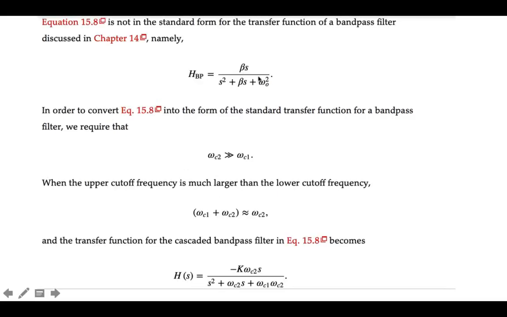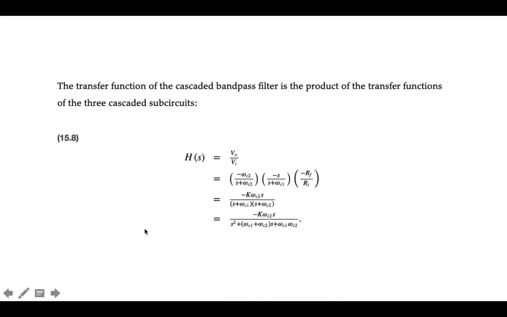So here was the transfer function we got from the RLC bandpass filter, where we had beta S in the numerator over S squared plus beta S plus omega naught squared in the denominator. So first of all, just going back and looking, this is our new transfer function, and you'll notice that while this can be defined as omega naught squared, this is not the bandwidth, and this is not the bandwidth. So it's fundamentally physically a different circuit, and the transfer function hence looks different.